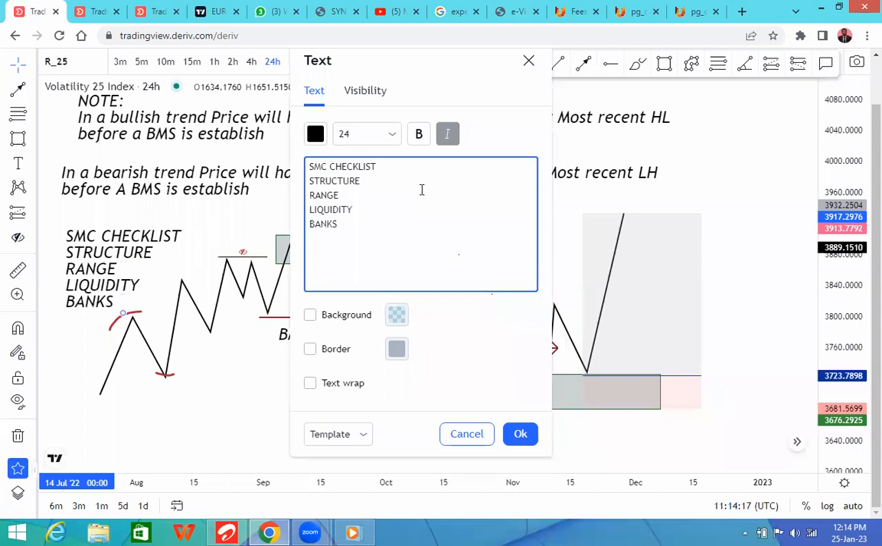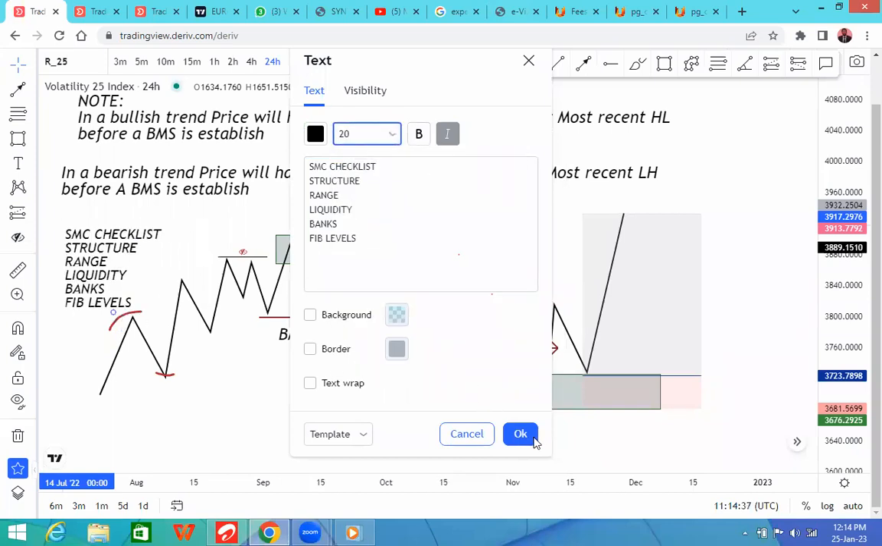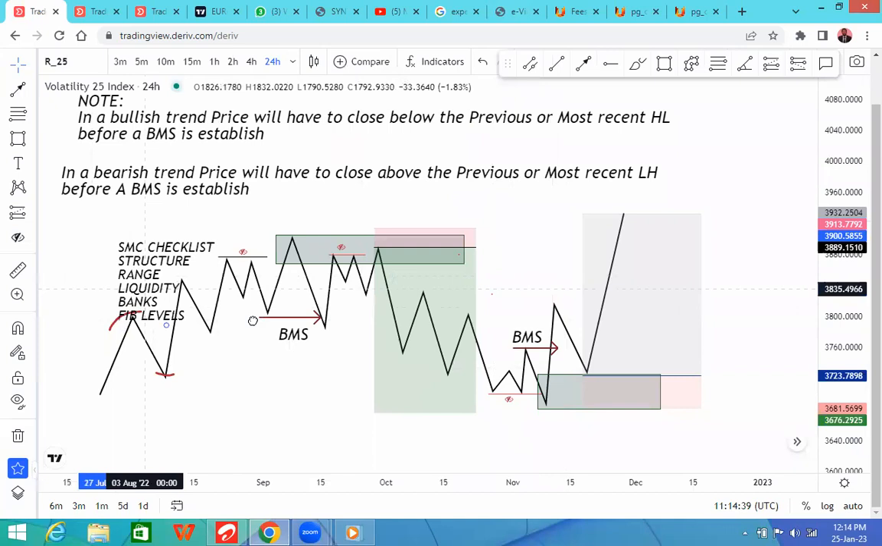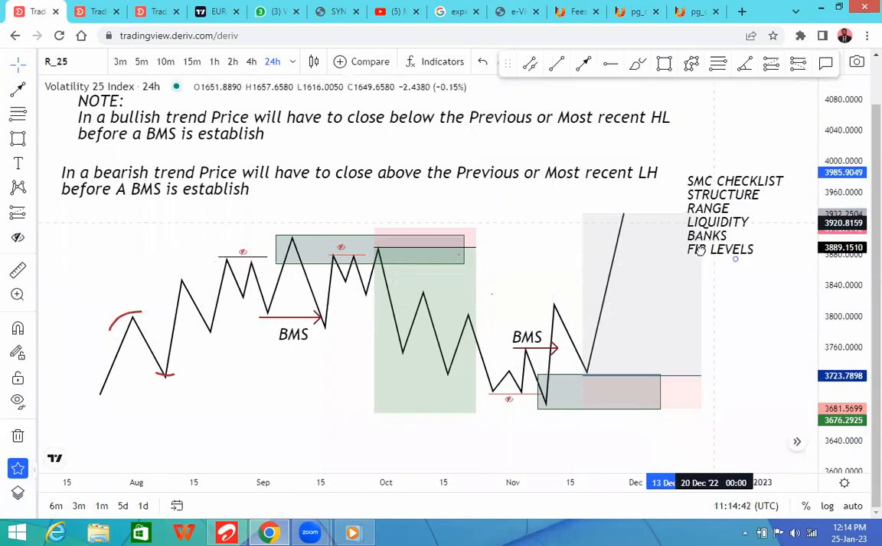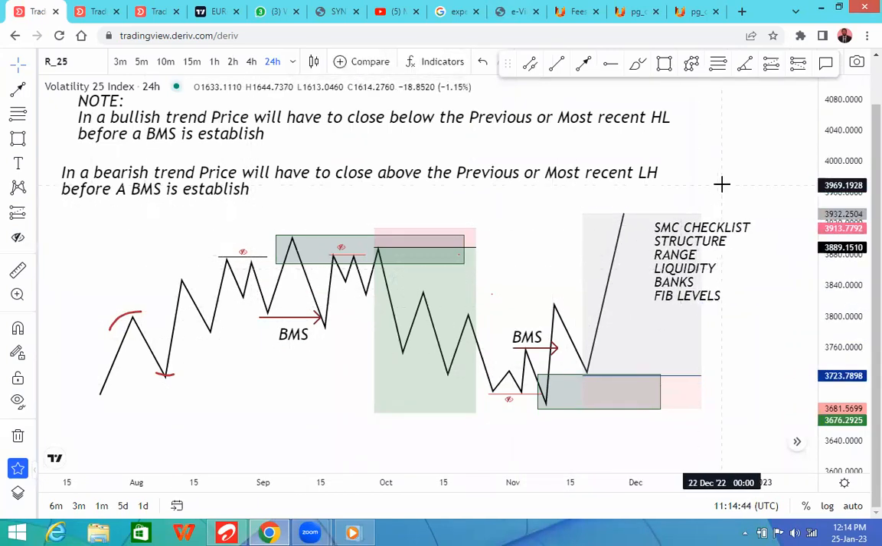Then you want to find out the bank levels. What are the bank levels? The institutional candle the banks are hiding. And lastly, you want to use your Fibonacci tool, your Fib levels. Yes, you want to use your Fibonacci tool for extra confirmation. This is the smart money checklist that we use in trading. This is what we use for trading.